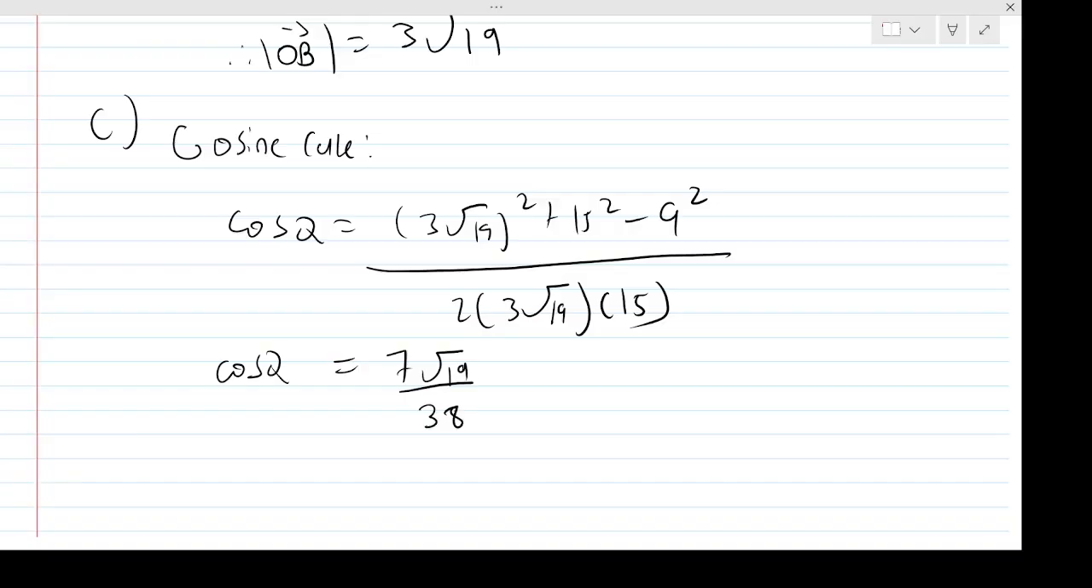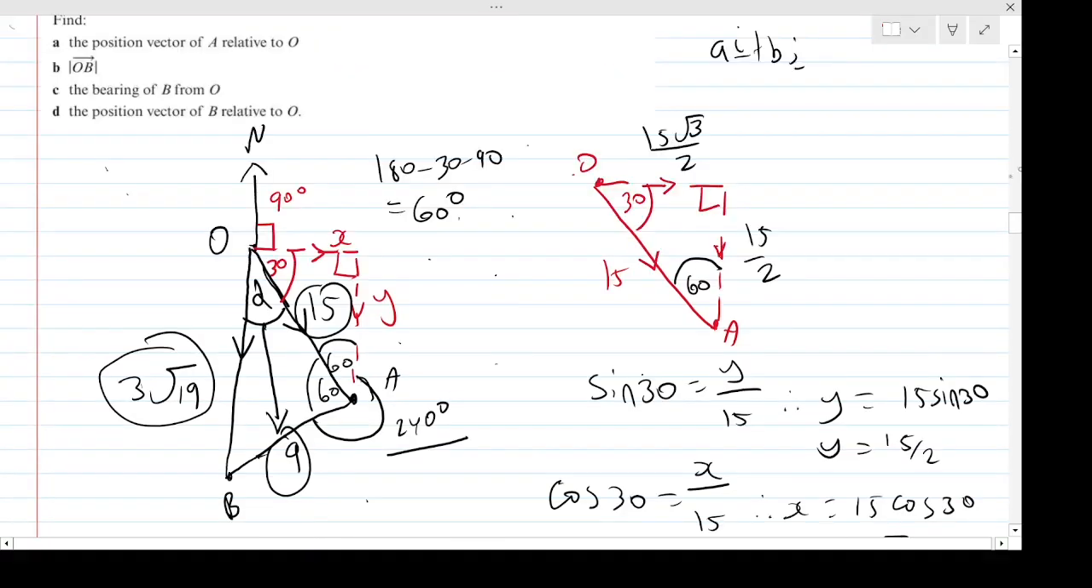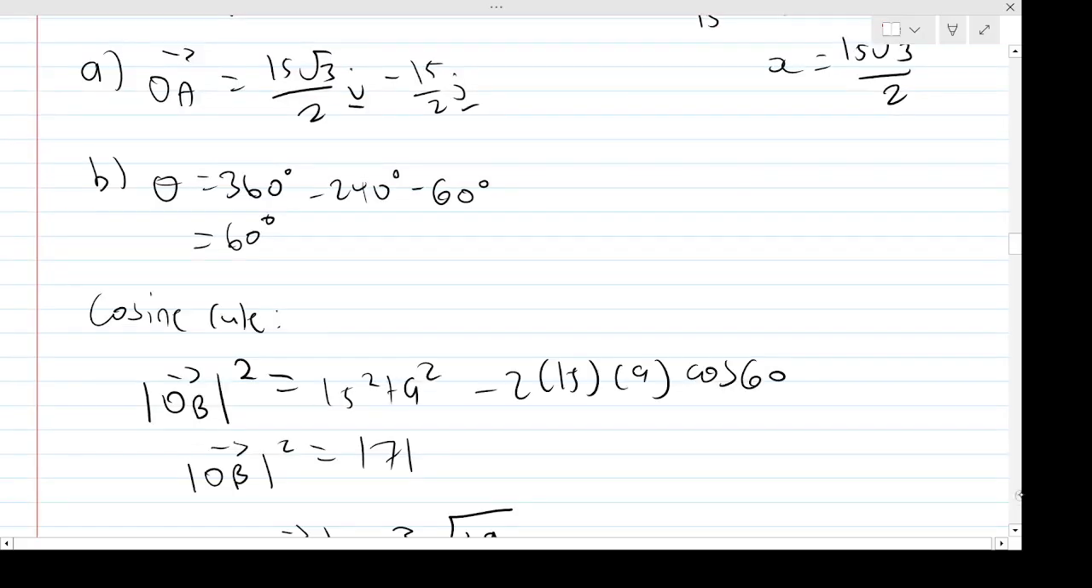Right, okay. So therefore alpha then, if I do inverse cos, I get 36.6 degrees, right, to 1 decimal place. And there we are. So that's alpha then, but that's not the bearing. Because remember again, the bearing from O to B, from the north line, is the whole angle here. So it's the alpha and the 30 and the 90. So I need to add 30 and 90 onto this to get the bearing.